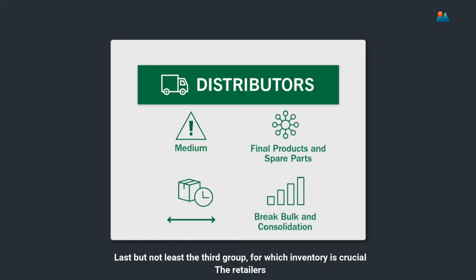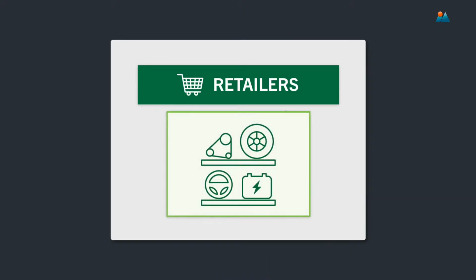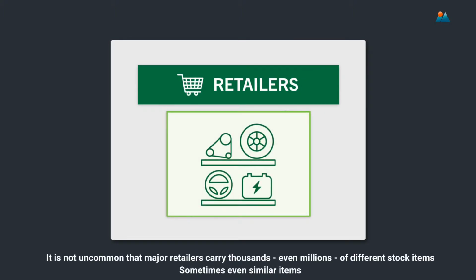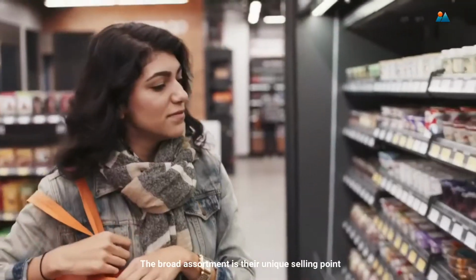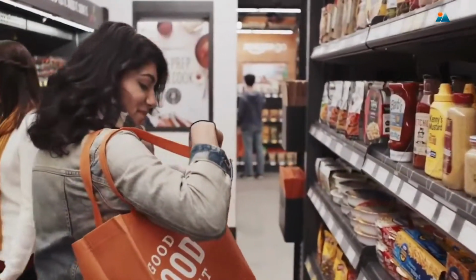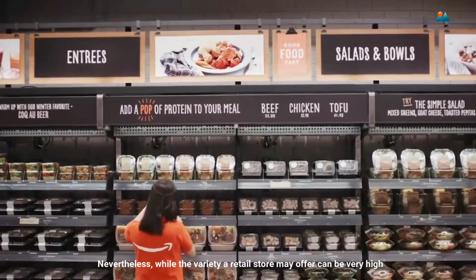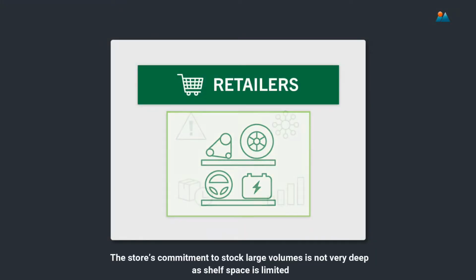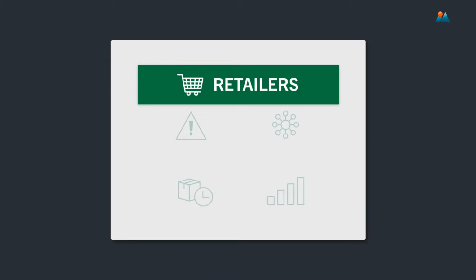Last but not least, the third group for which inventory is crucial, the retailers. Big retail operations require a large variety of products being stocked, thus more risk. It is not uncommon that major retailers carry thousands, even millions of different stock items, sometimes even similar items. The broad assortment is their unique selling point. Nevertheless, while the variety a retail store may offer can be very high, the store's commitment to stock large volume is not very deep as shelf space is limited.